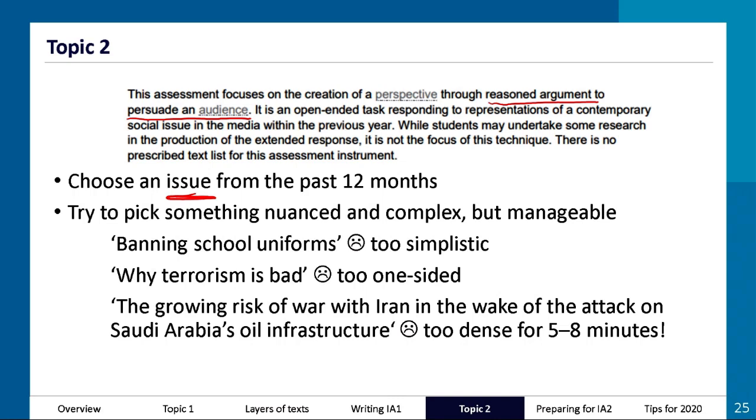But make sure it's manageable. Don't pick something like the growing risk of war with Iran in the wake of the attack on Saudi Arabia's oil infrastructure. If you feel like you can write a persuasive piece about this and cover it in a 5 to 8 minute oral presentation, good luck to you. Maybe there are a few of you who can do this impressively. This is probably too risky though. All of these options just come laden with so many problems that it's not worth trying. Pick something nuanced, complex, but within both your skill set and knowledge, manageable, and within the time constraints.